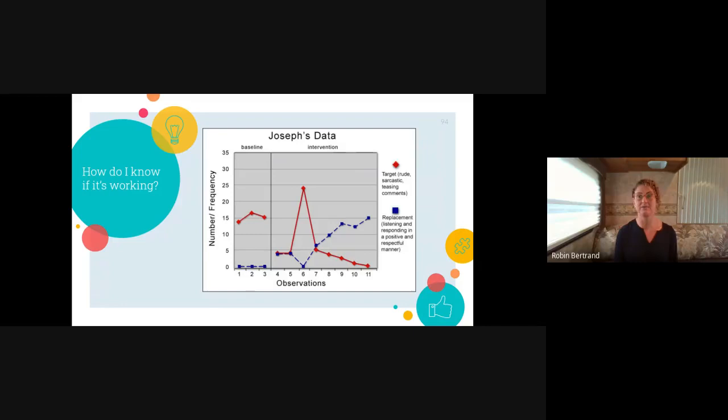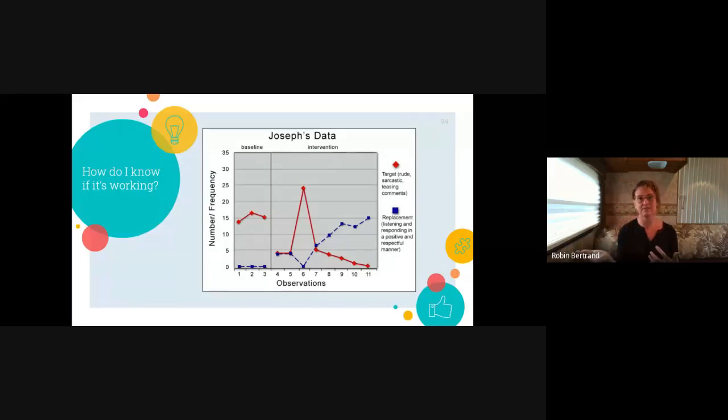So in baseline, before the intervention, problem behavior looks to have occurred about 15 times per observation, and the alternate skills showed up 0 times. There's a vertical line that shows when the intervention started. After the intervention, the red line shows a reduction in problem behavior, while the blue line shows an increase in alternate skills. On the third observation of the intervention, there's a little blip where problem behavior was high.